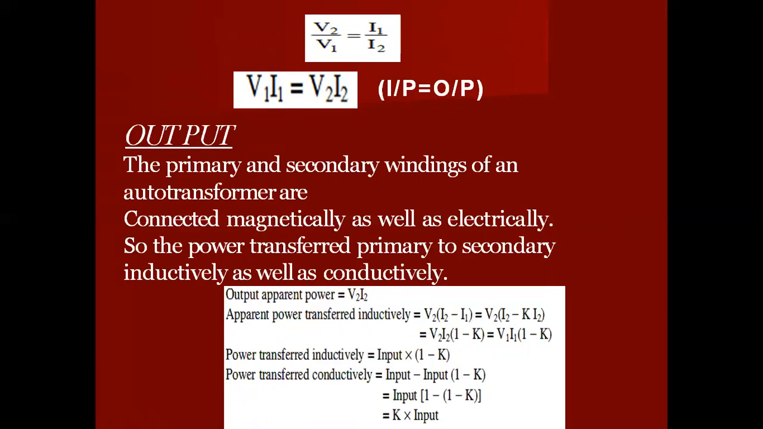So the output apparent power is V2 I2. The apparent power that is transferred inductively is V2 into I2 minus I1. From that, I1 we can write as K I2. So V2 I2 into 1 minus K, that is V1 I1 into 1 minus K. So the power that is transferred inductively is equal to input into 1 minus K. The power transferred conductively is input minus input into 1 minus K, that is K into input. So the power transferred inductively is input into 1 minus K, and the power transferred conductively is K into input.